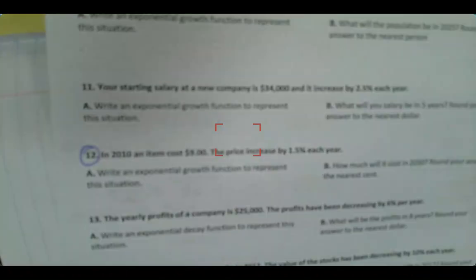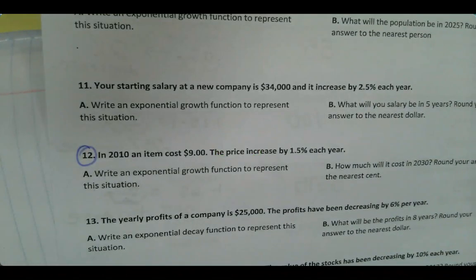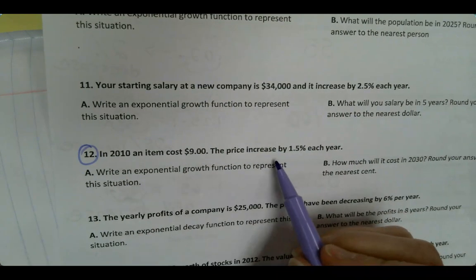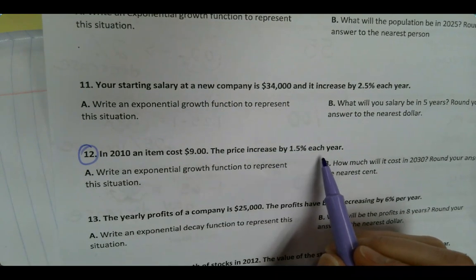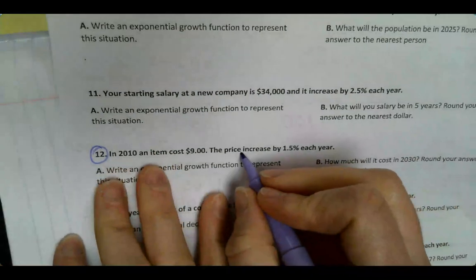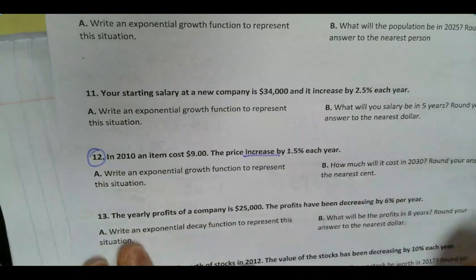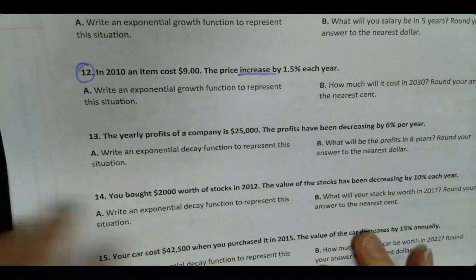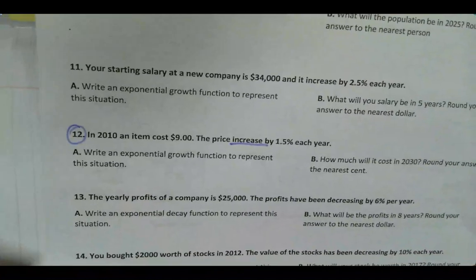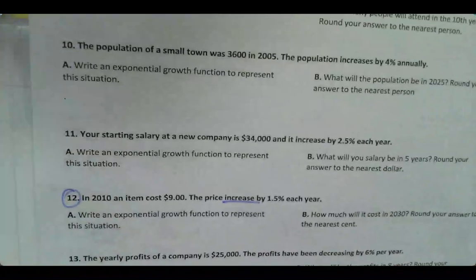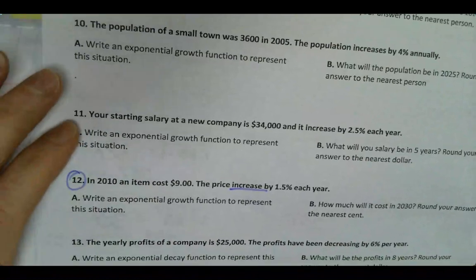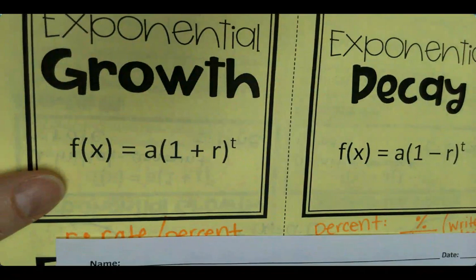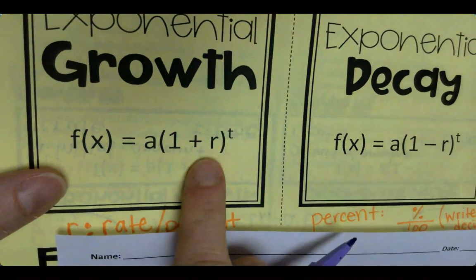Number 12 says, in 2010, an item cost $9. The price increased by 1.5% each year. So it's an increase, 1.5% each year. Write an exponential growth function to represent the situation. So this is exponential growth. So we are going to use this formula where we do 1 plus the rate.